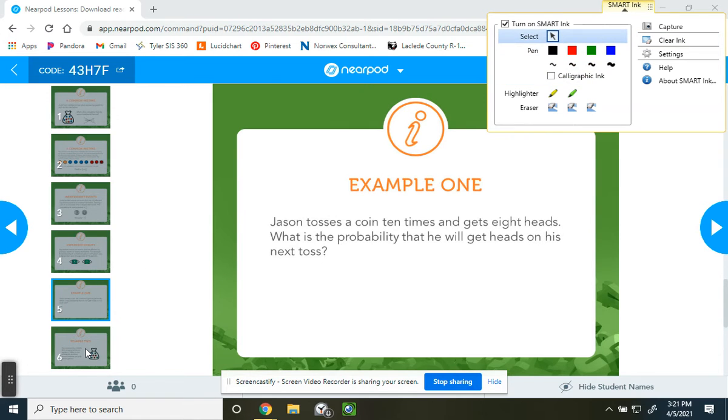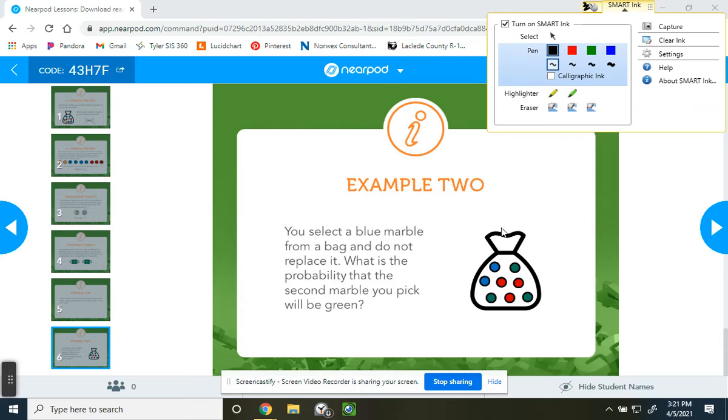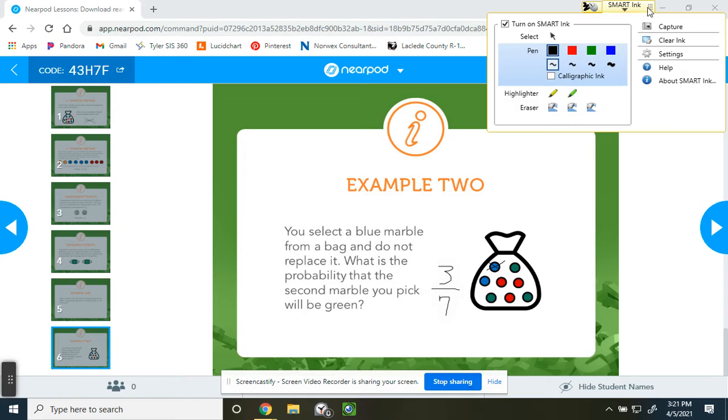However, in this example, you select a blue marble from a bag and do not replace it. So now I'm out this blue marble. It's no longer there. What's the probability of the second marble you'll pick? Well, now I have 7 marbles, and they want my second one to be green, so that leaves 3 greens. Okay, that's my probability. This one was dependent because my number on the bottom changed to 7 because I had to take one away.